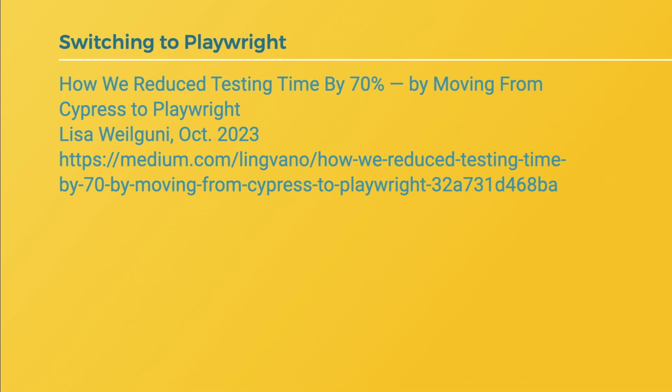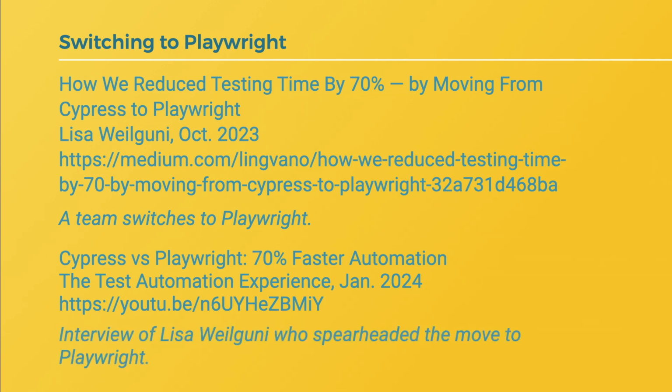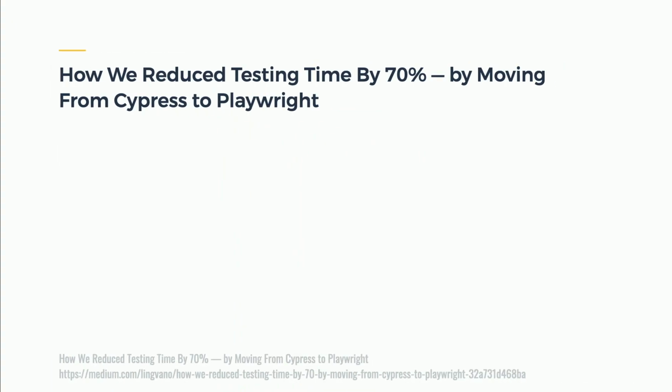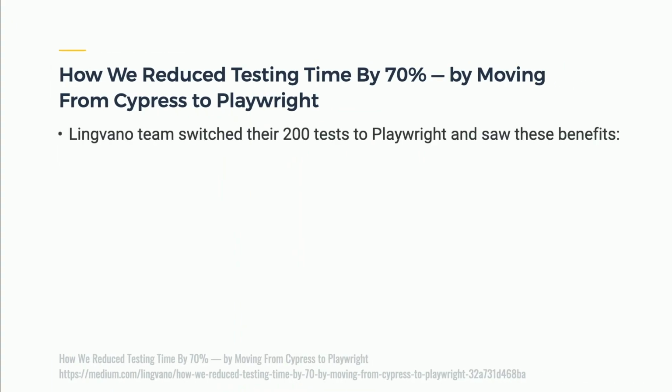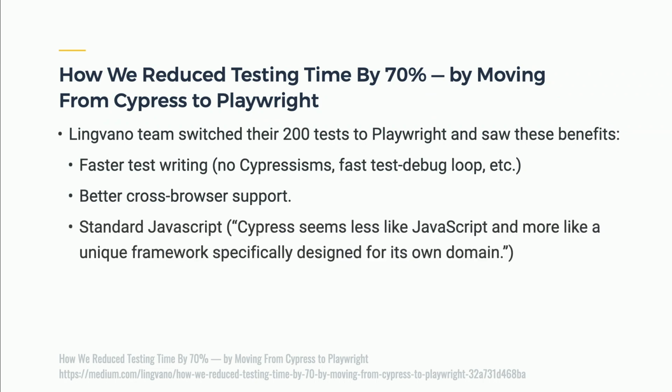If you intend to switch to Playwright, or are considering it, you can read this, how we reduced testing time by 70%. And then she also has a YouTube video on that, where she gets interviewed, which is also interesting. So her team was called Lingvano. They switched their 200 tests to Playwright. Faster test writing. They saw better cross-browser support.